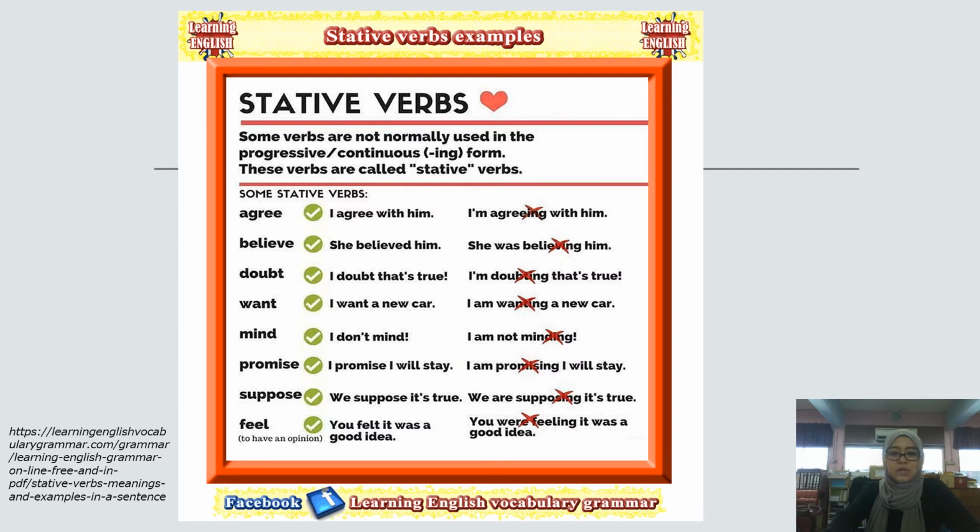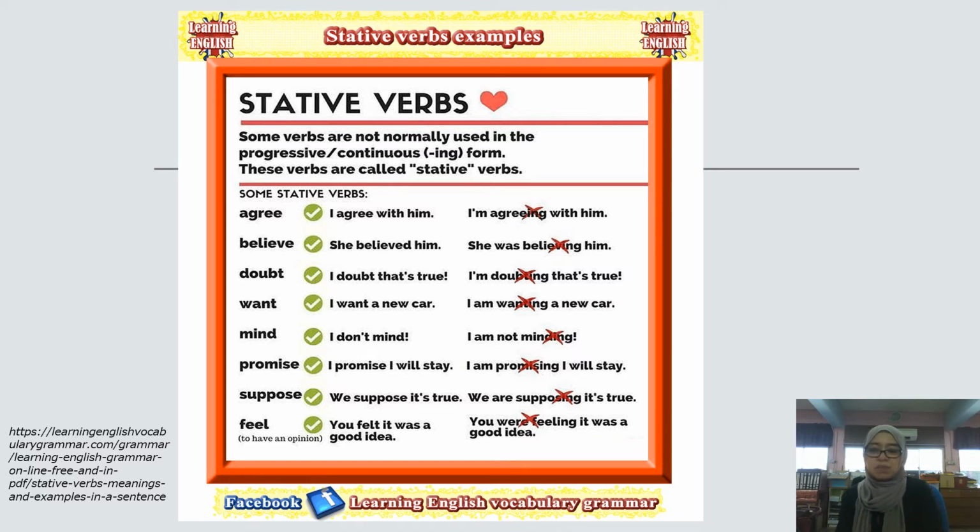The first one, some stative verb, we have the word agree. Let's look at the sample sentence. I agree with him. So we do not say I'm agreeing with him. Number two, the next verb, believe. Sample sentence, she believed him. She believed him, and we do not write she was believing him. It is wrong.